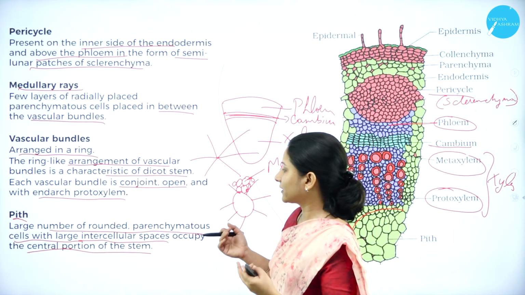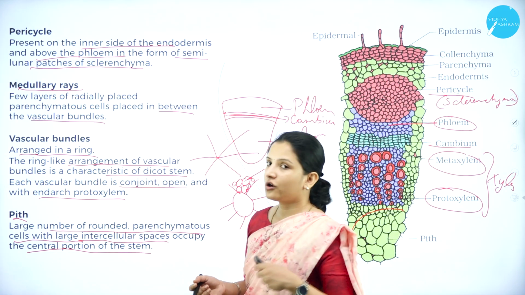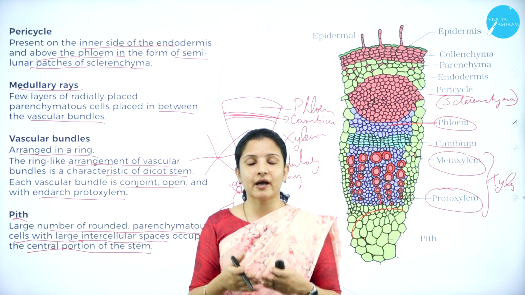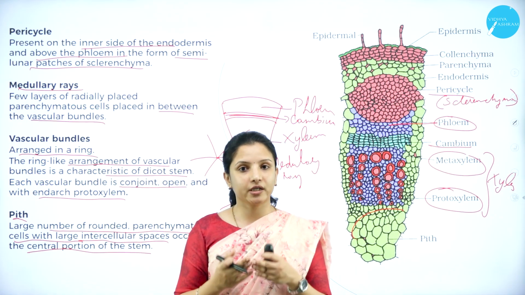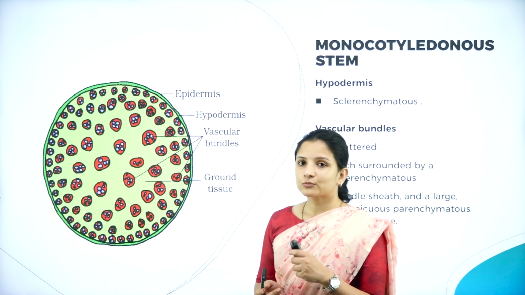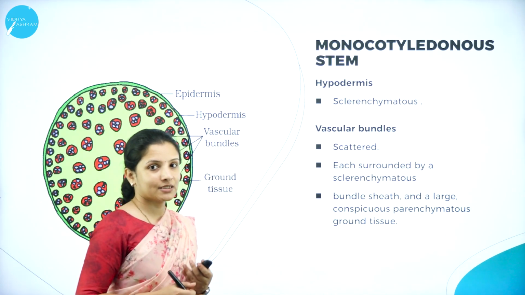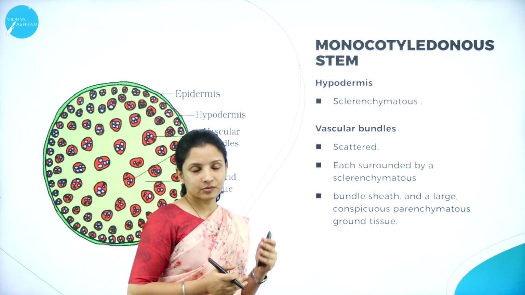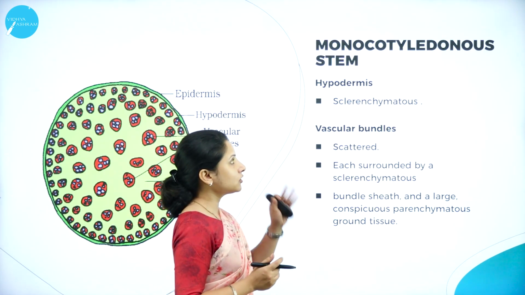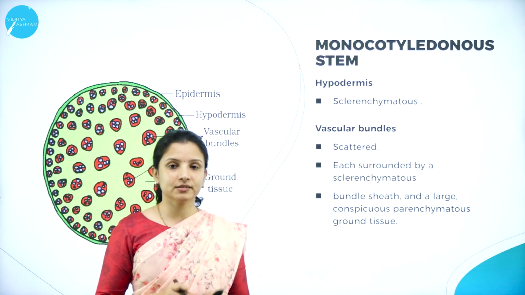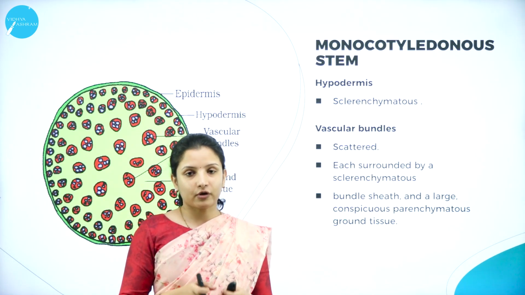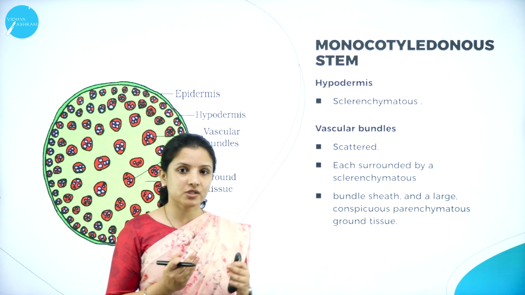So this is one of the characteristic features, wherein the dicot stem has a pith region with large round shaped parenchymatous cells having large intercellular spaces. So this is the pith of the dicot stem. Next we shall see the monocotyledonous stem. Monocots are those plants which produce seeds having only one cotyledon. In monocots also, almost the layers that are present in the dicot stem are similar to that of the monocot stem, but with a few changes. So we shall see what they are.